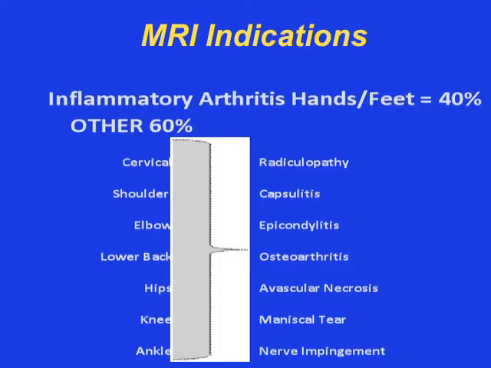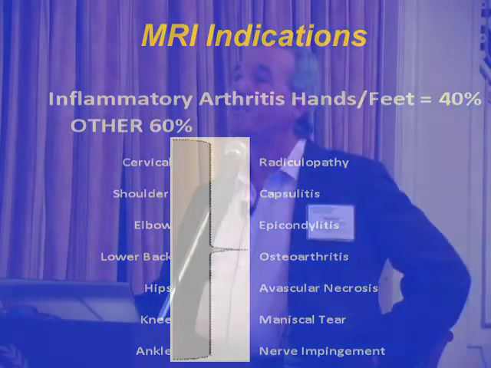The one thing that stands out to me is epicondylitis. I'm sure you've all had that resistant case of epicondylitis. You've injected it, you've splinted it, you've anti-inflammatoried it to death, and the patient's still got pain in the elbow, and you can't figure out what's going on. You do an MRI, and there's a flagrant tear of the medial ligament.